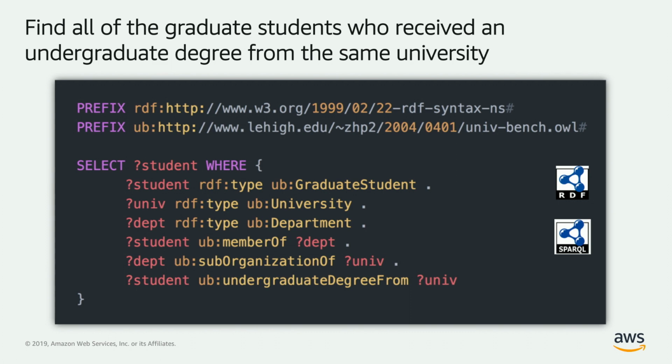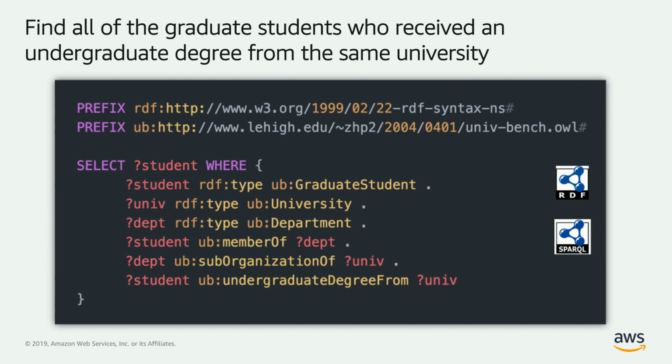And then we execute the conjunctive join. So now, in this case, here's where we're traversing, basically. So we're looking for this pattern where students are members of the departments, which are sub-organizations of the university, and then the students receive their undergraduate degree from the same university. And those shared variables between the triple patterns are effectively how you execute the joins and how you traverse it.